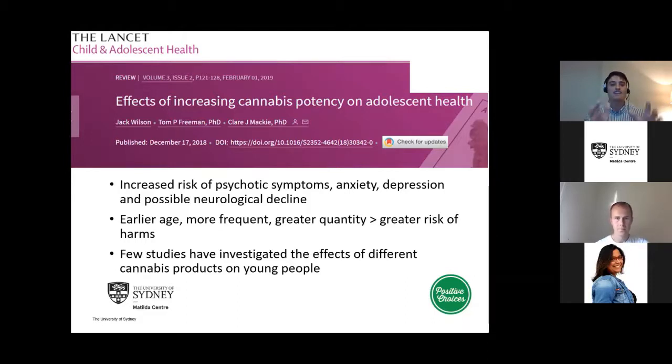Now, I think the greatest message to get from this slide, and possibly most of the talk, is that early cannabis users are at the greatest risk when they use cannabis at an earlier age, more frequently, and at a greater quantity. Unfortunately, little evidence has looked at how potency impacts on this association.